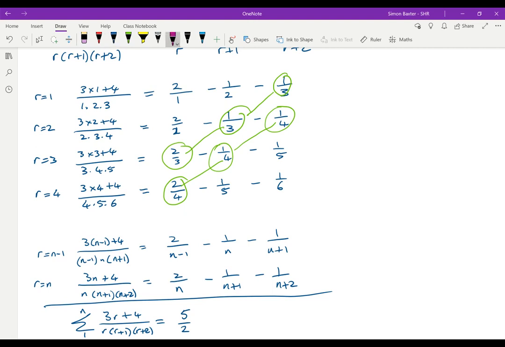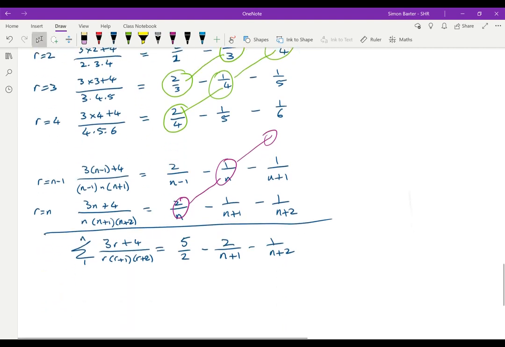On the bottom, the 2 over n will have gone with the 1 over n and a 1 over n before, and everything else will have disappeared. So I'm left with minus 1 over n plus 1, minus 1 over n plus 1. That's minus 2 over n plus 1. And then the term in the bottom corner, minus 1 over n plus 2.